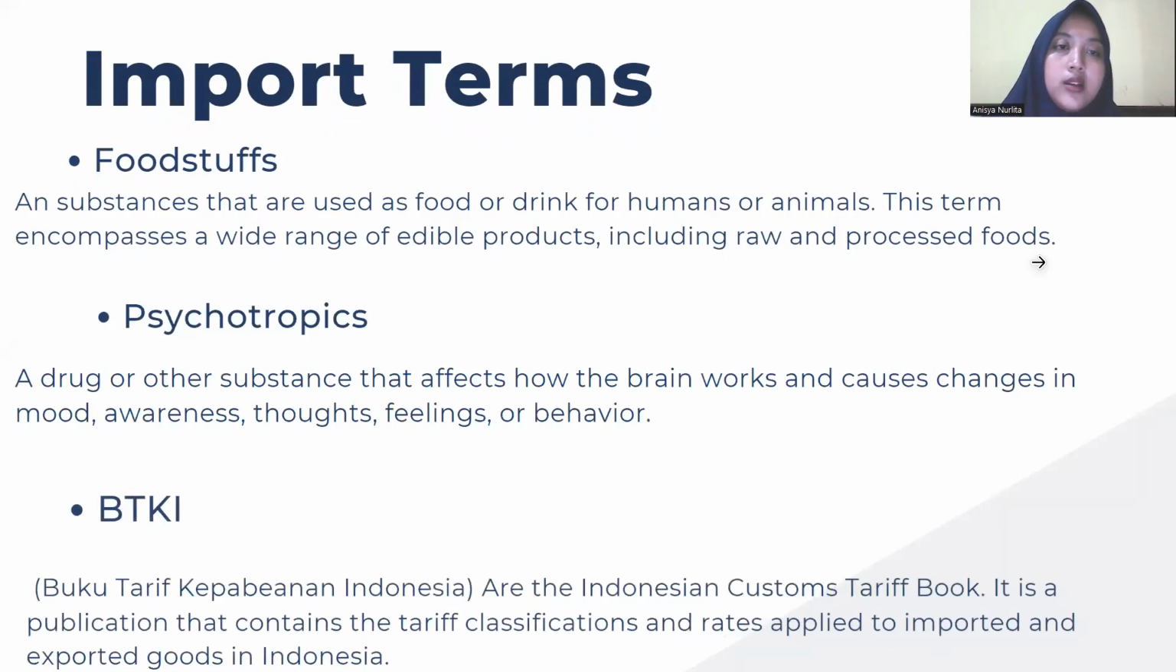And the second one is the import terms. So the first term is foodstuff. Foodstuff is a substance that is used as food or drink for humans or animals, and this term encompasses a wide range of edible products, including raw and processed foods.